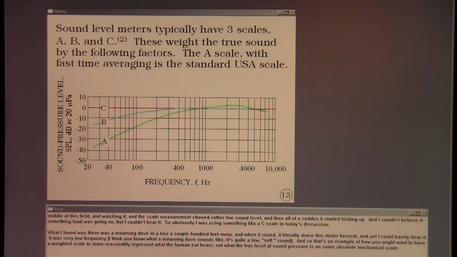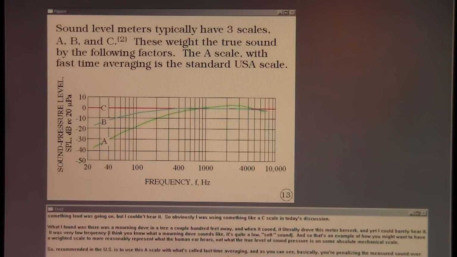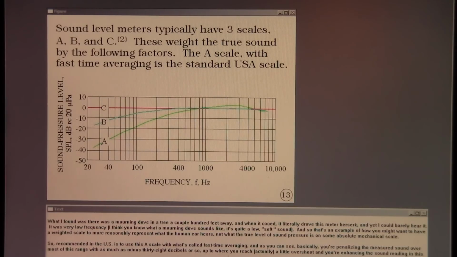What I found was there was a mourning dove in a tree some couple hundred feet away, and when it cooed, it literally drove this meter berserk, and yet I could barely hear it. It was very low frequency. I think you know what a mourning dove sounds like. It's quite a low, soft sound. And so that's an example of how you might want to have a weighted scale to more reasonably represent what the human ear hears, not what the true level of sound pressure is on some absolute mechanical scale.